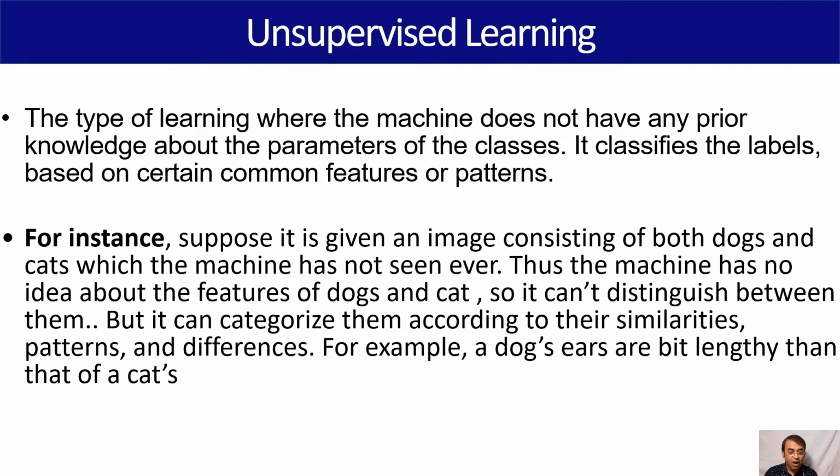So, it cannot distinguish between them, but it can categorize them according to their similarities, patterns and differences. For example, a dog's ears are a bit lengthier than those of cats. That is called unsupervised learning. That means there is no pre-trained model.